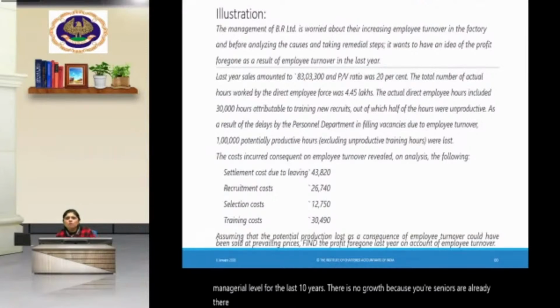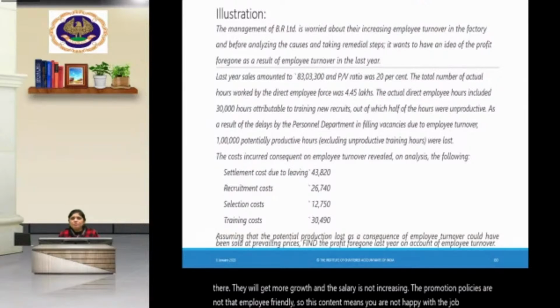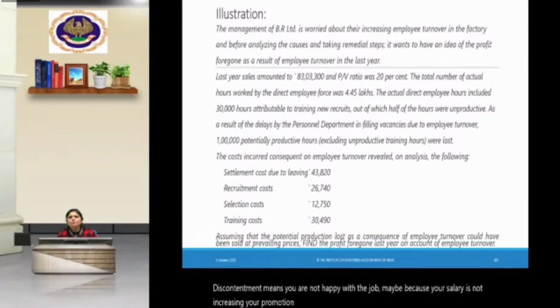They will get more growth, and the salary is not increasing. The promotion policies are not that employee friendly. Discontentment means you are not happy with the job. Maybe because your salary is not increasing, you're not getting the promotion, you're not getting the proper acknowledgement, the facilities are not good, the environment is not good, there is not a good relationship between employer and employee. So there could be many reasons why there's a discontentment in the job.